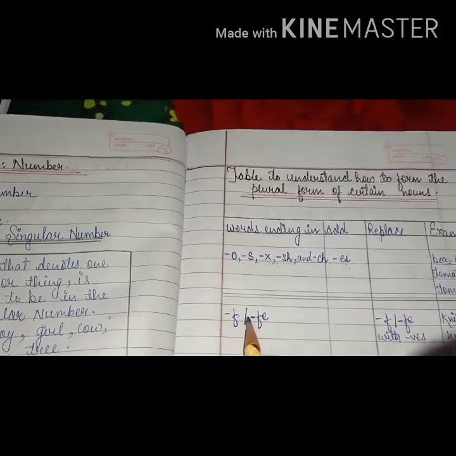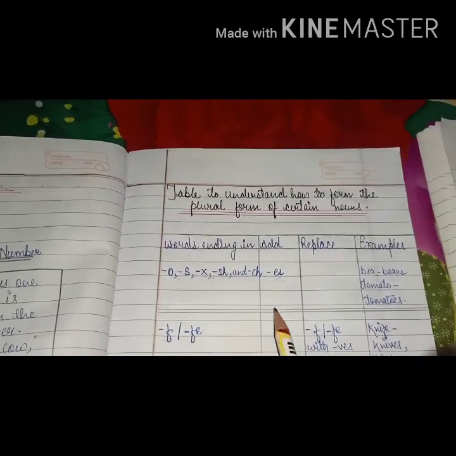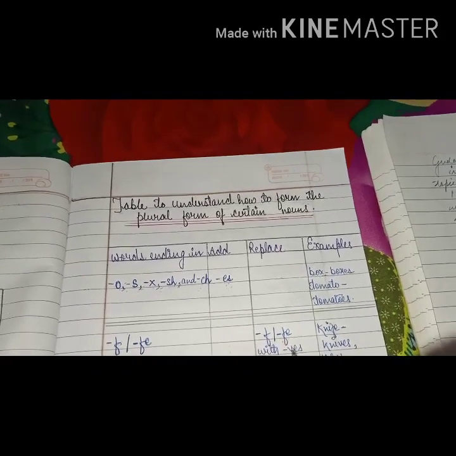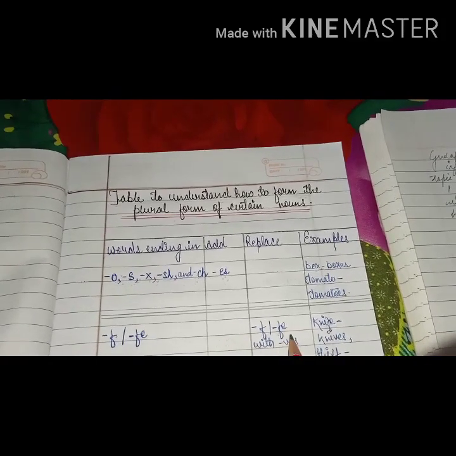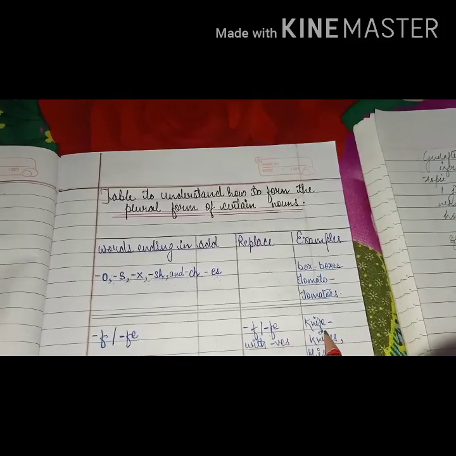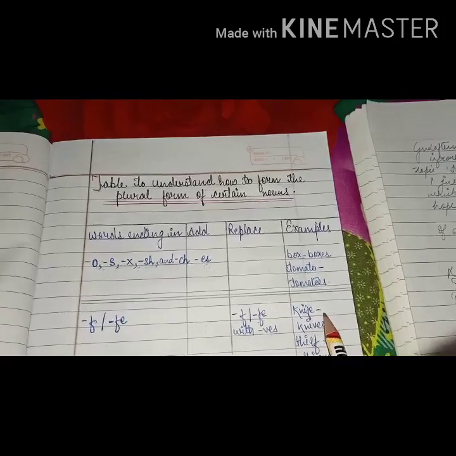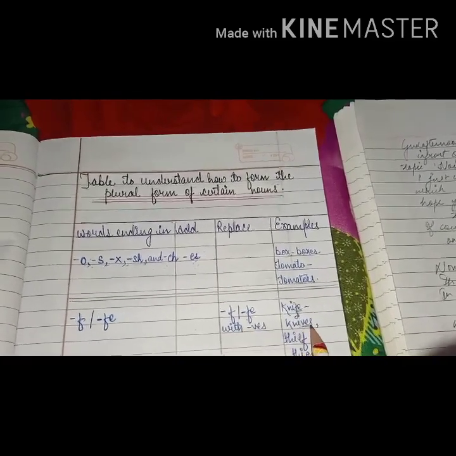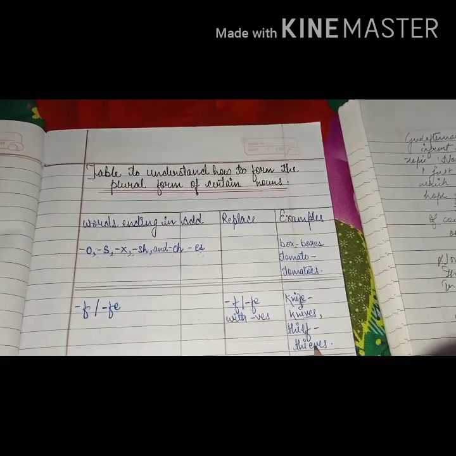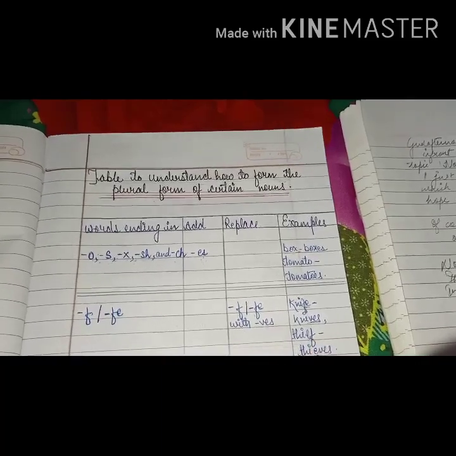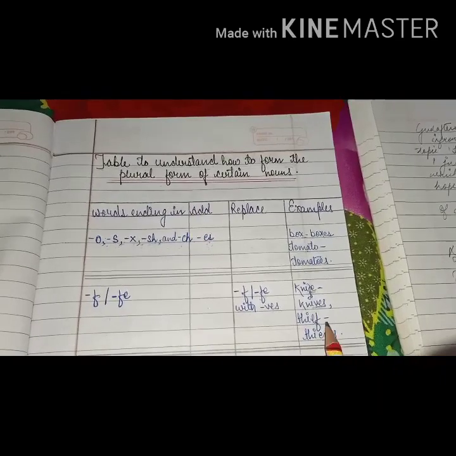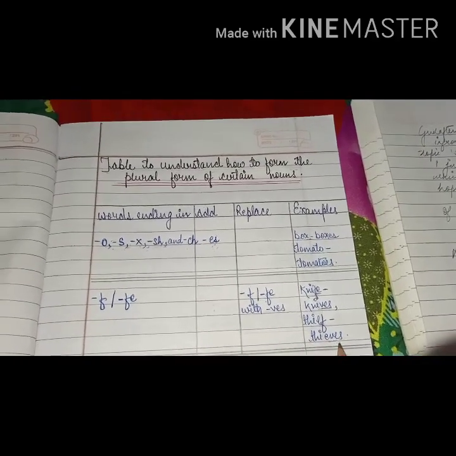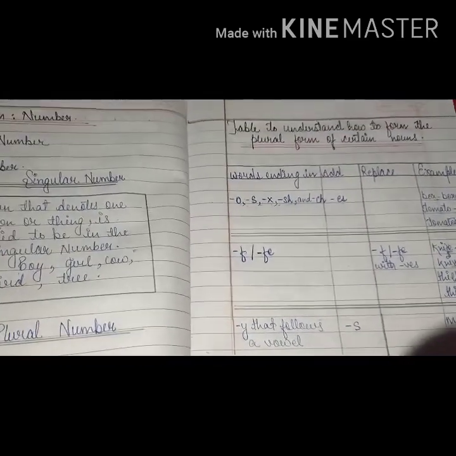Let's come to F and FE. If the word ends with F or FE, what will we add? We will not add anything, but we will replace. We will replace F and FE with VES. Example: KNIFE. We replace this FE and write VES, so it changes into KNIVES. THIEF, thief: we have changed this F into VES, THIEVES. One more example: WIFE, which ends with FE. What will happen when it comes to plural form? WIVES, wives.